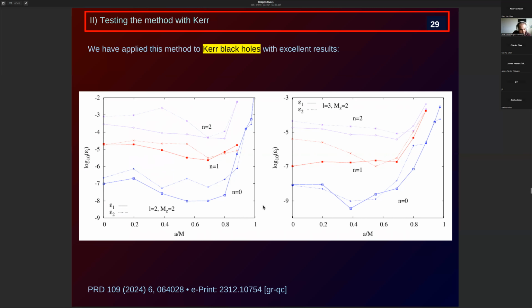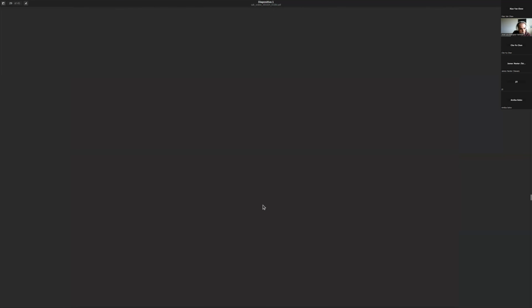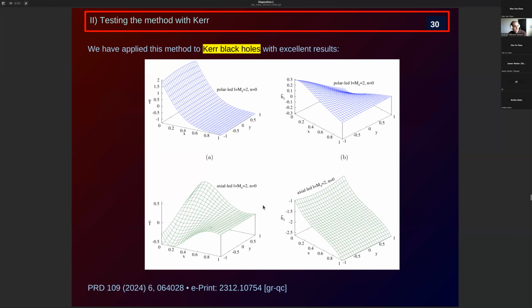So this is just to convince you that the method works very well, and this is to show you how the perturbation functions look like. These are the modes, but what you are actually solving is the perturbation functions. The T is a polar function. It's a function of x, the radial component, and y, the angle. And h1, for example, is one of the axial functions.